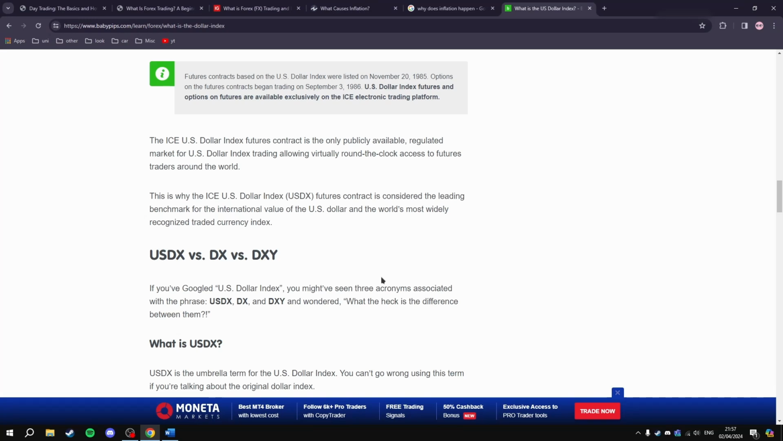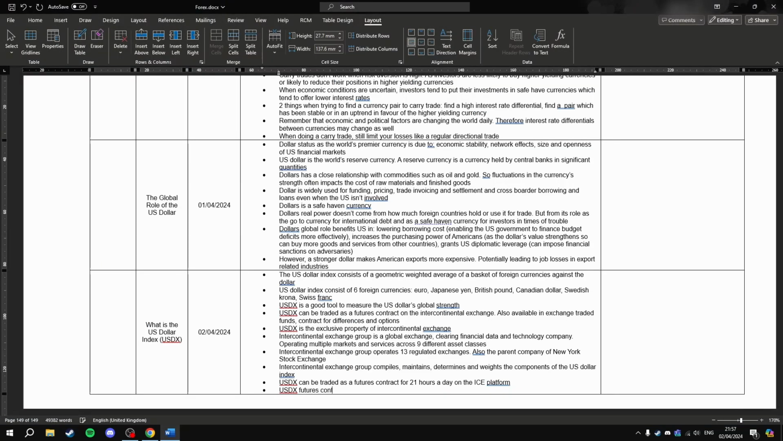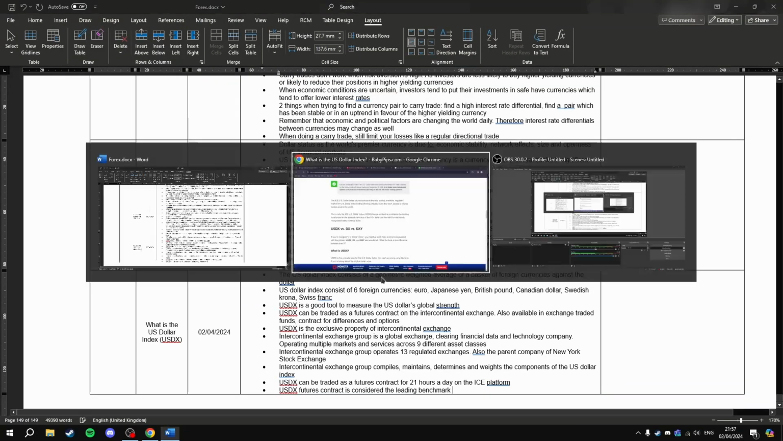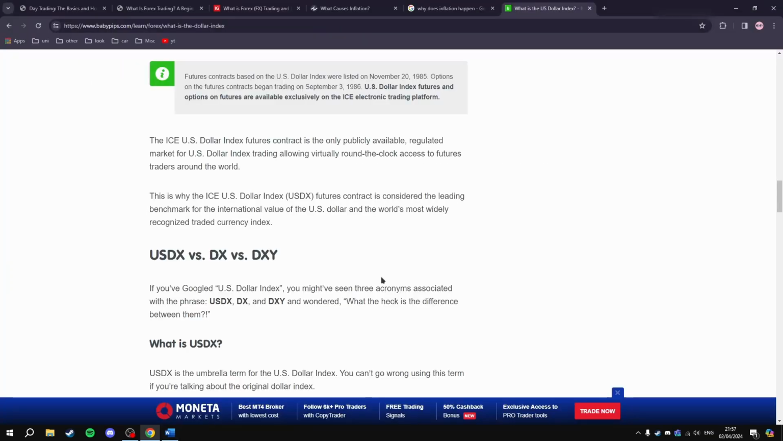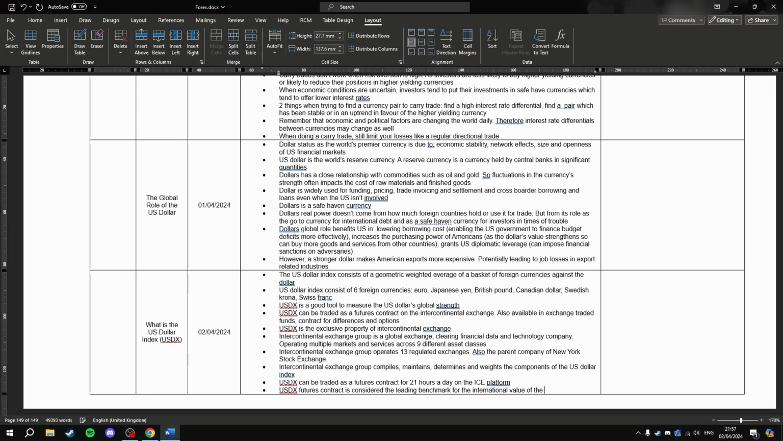USDX futures contract is considered the leading benchmark for the international value of the US dollar.